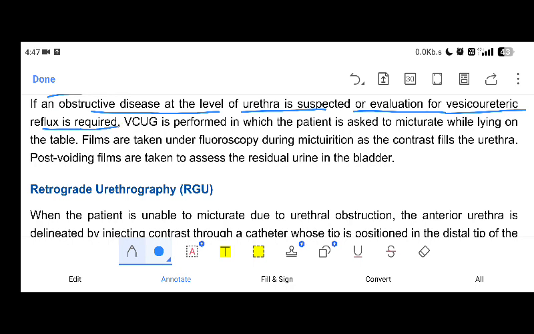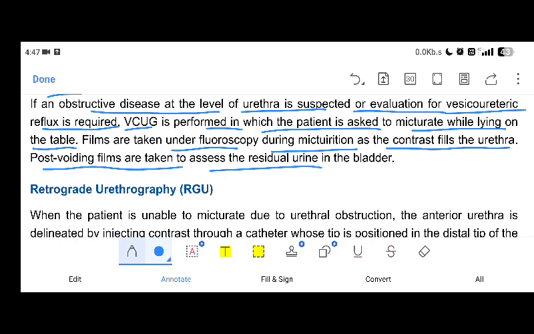So VCUG, vesicocystourethrogram, is performed in which the patient is asked to micturate while lying on the table. Films are taken under fluoroscopy during micturition as contrast fills the urethra, and post-voiding films are taken to assess the residual urine in the bladder.